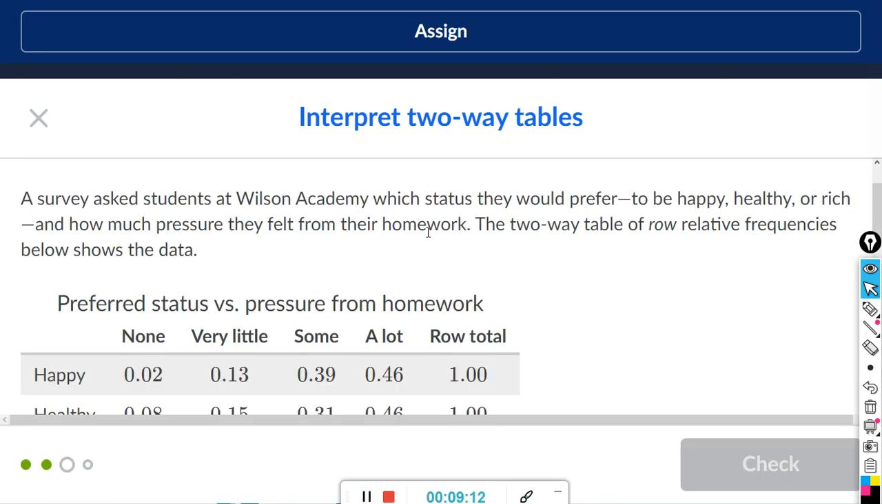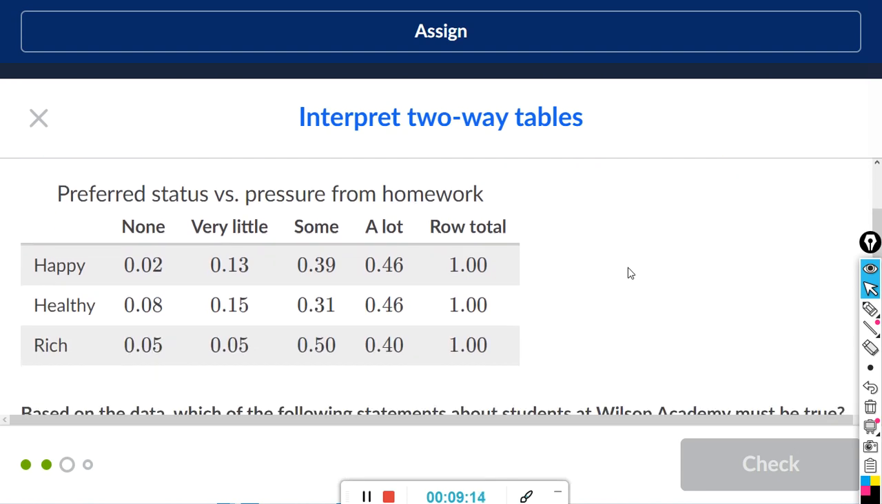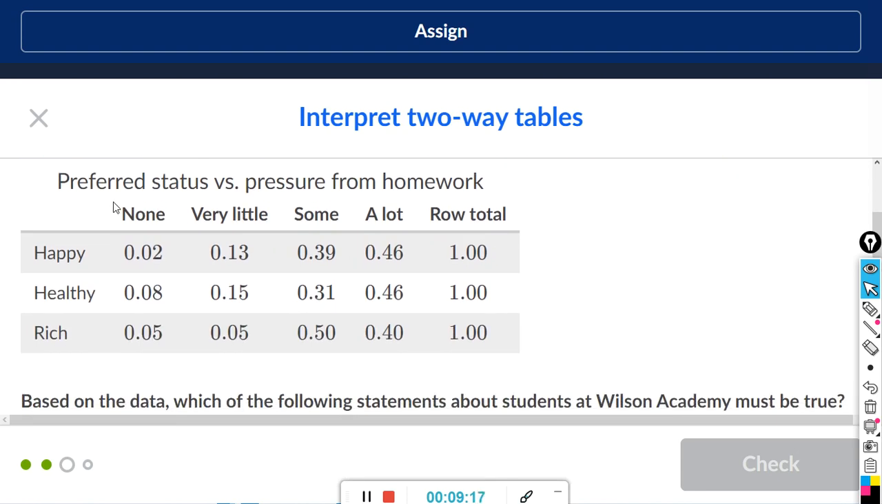Like I said, we don't really need to go to the write-up. Just look at the chart. Preferred status versus pressure from homework. So you can see again, we have row totals here, but not column totals. And these are percentages. But the percentages in each row are percentages for that row only. They're not total percentages for the whole chart. Since we have row totals, we cannot comment on the likelihood of one row to another. So if you see any answer that says more likely to be happy, healthy, or rich, you know that's not true.